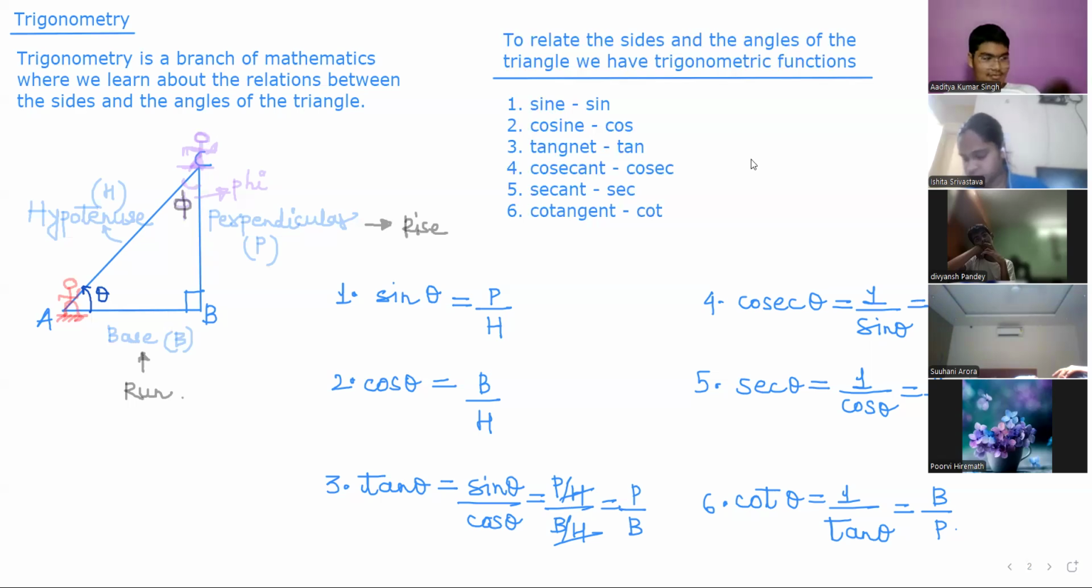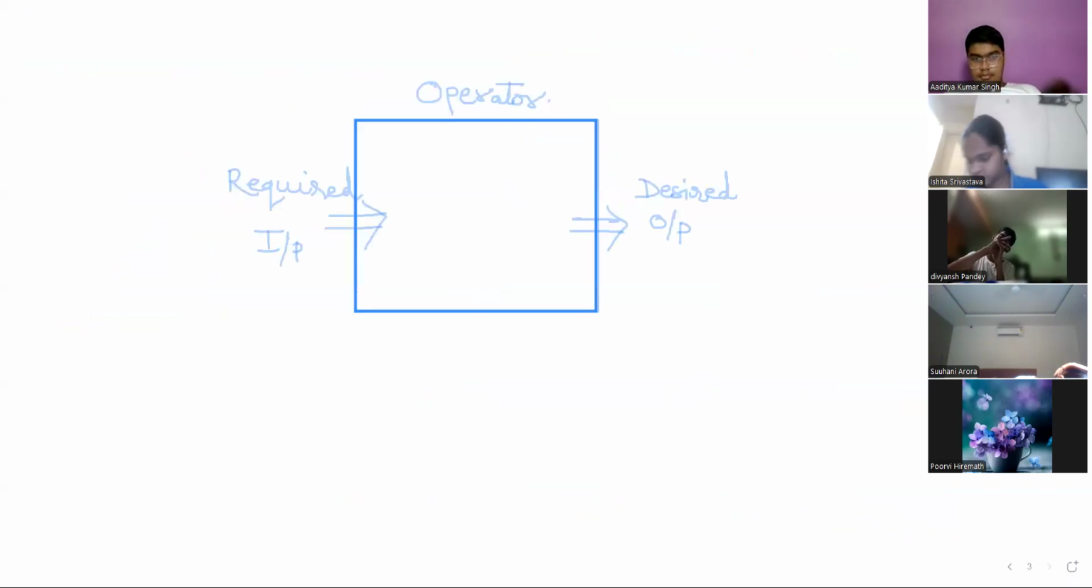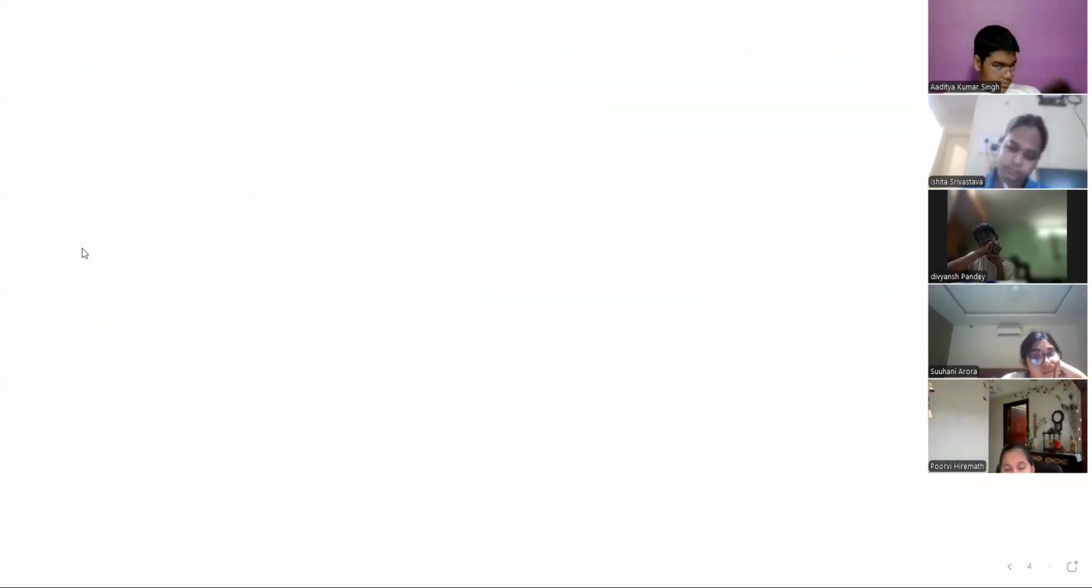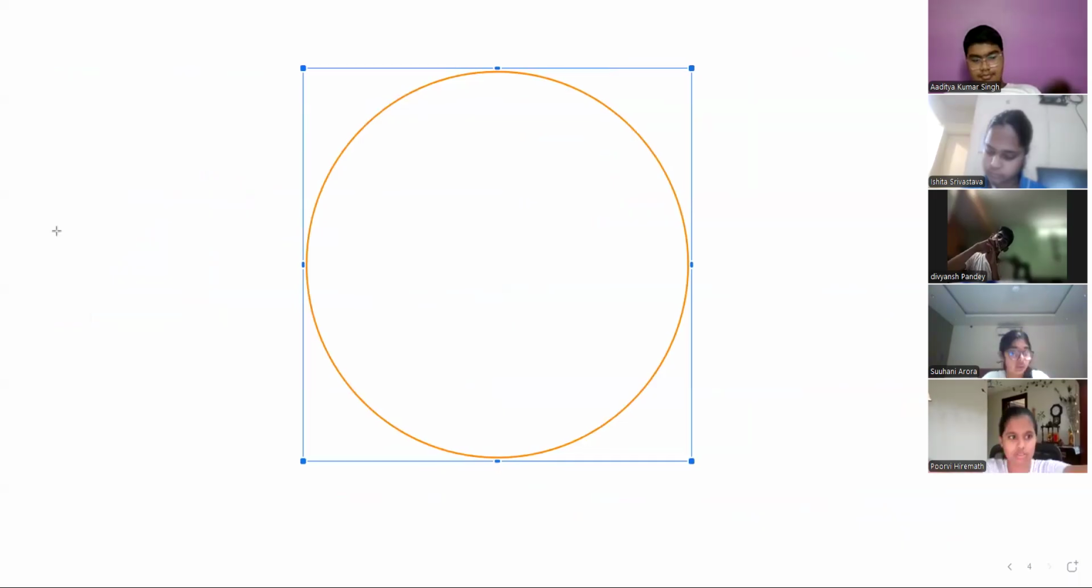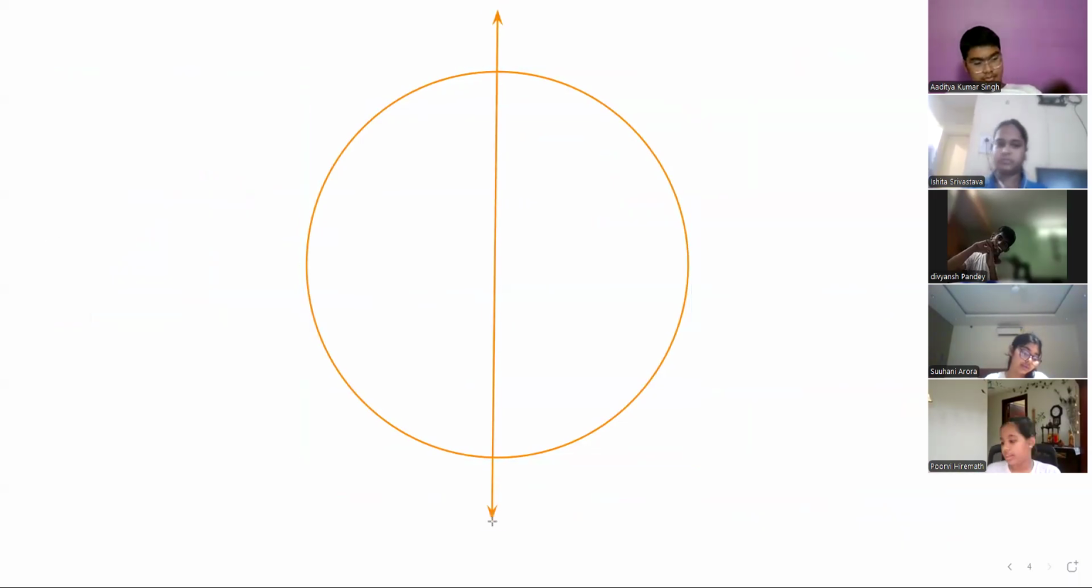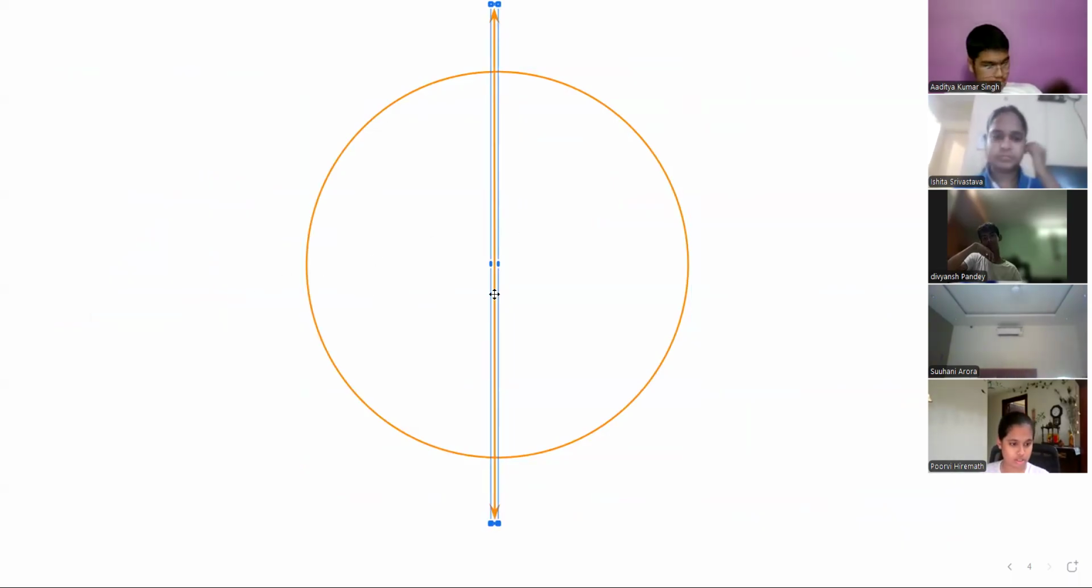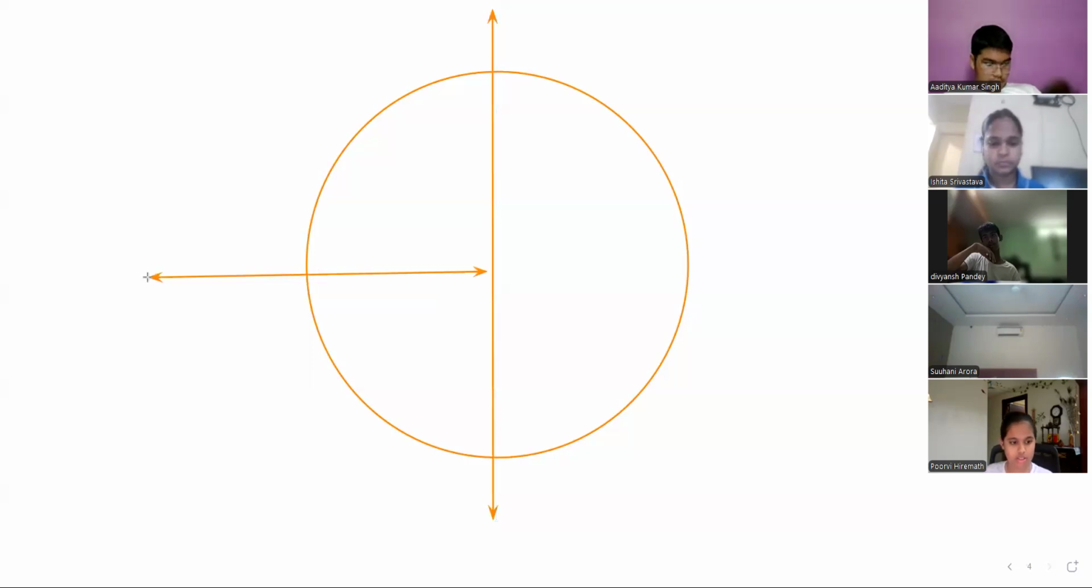Done, Ishita? Tell me. So now look here. Once we are aware of the trigonometric functions, let's discuss the quadrants of a circle. All of you please pay attention. Quadrant means 1/4 of a circle, right?